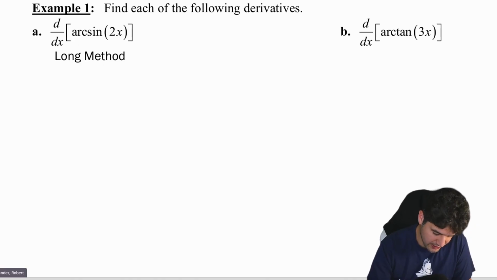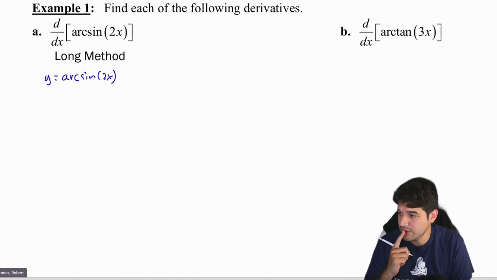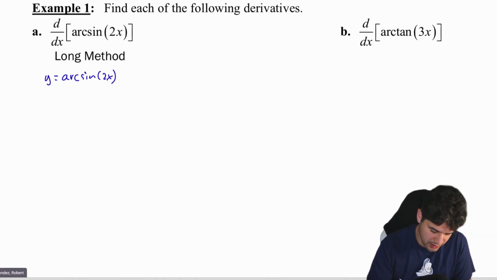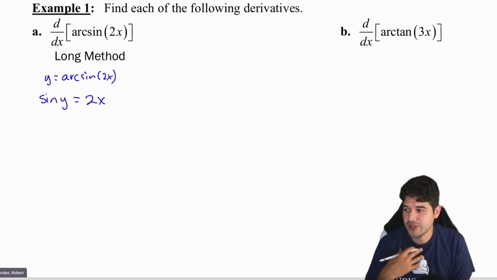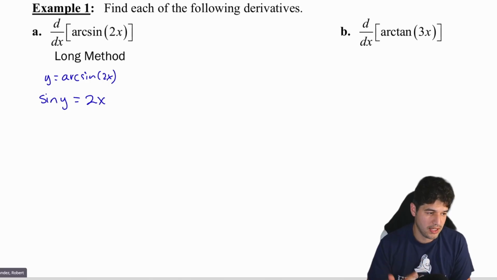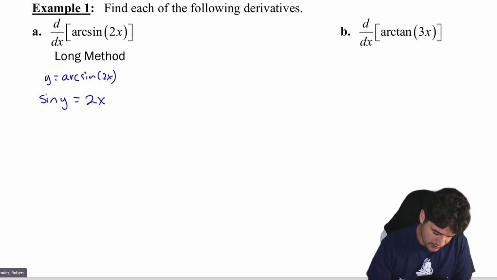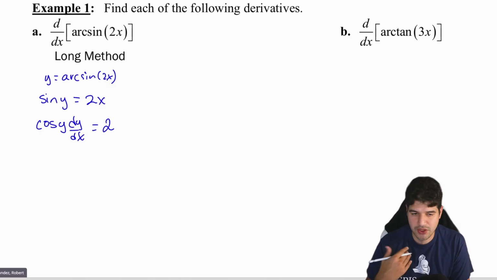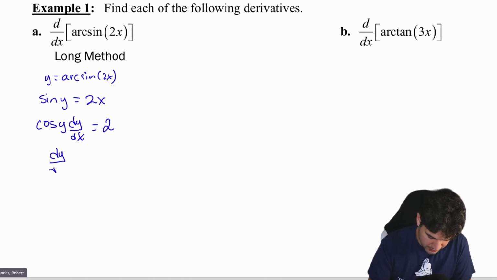So basically, if we know that y equals arc sine of 2x, what I can do is swap the x and the y. So the inverse relationship here is the sine of y is equal to 2x. And all you have to do is take the derivative of both sides. So the derivative of sine is going to be cosine of y dy dx, and the derivative of 2x is just equal to 2. Solving for dy dx here, using the same methods that we were using in our last video, we would get dy dx equal to 2 over cosine y.